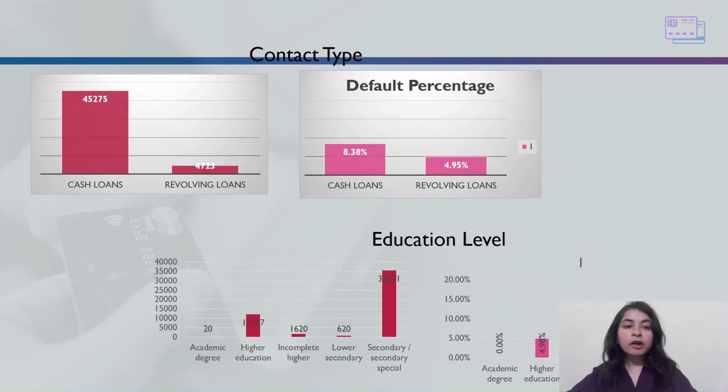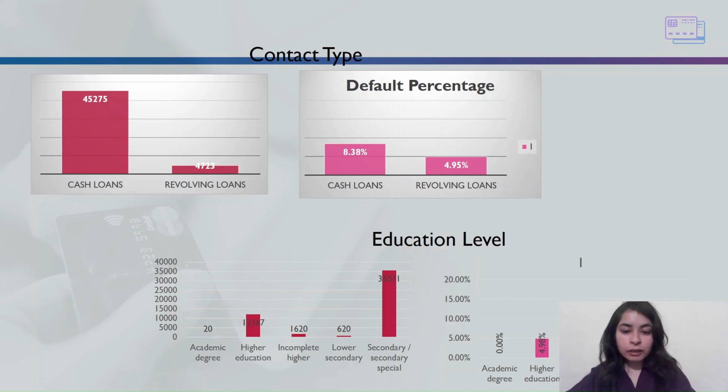Next up is contact type. You can see that cash loans are the majority, like more applicants are applying for cash loans in comparison to revolving loans. And if we talk about the defaulting percentage, obviously cash loans will be high because they are more in number. I think banks should give priority to revolving loans because they are very few in number and the defaulting is very low, so the bank can focus on them.